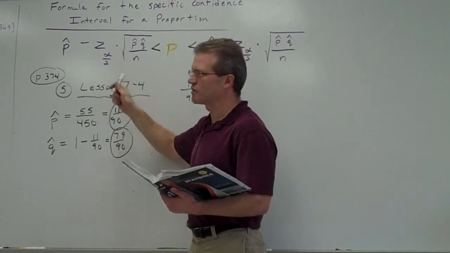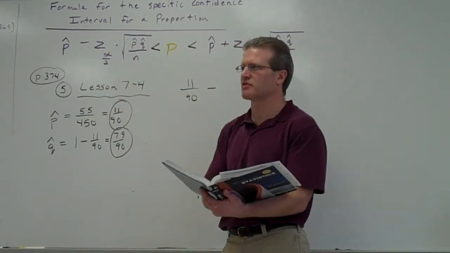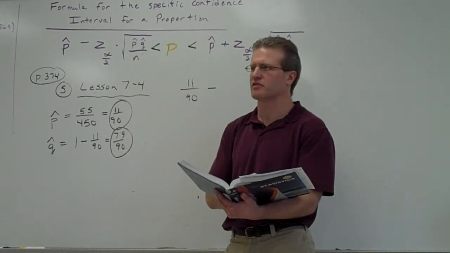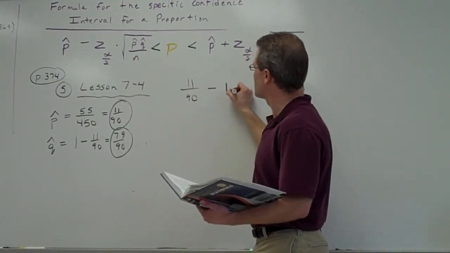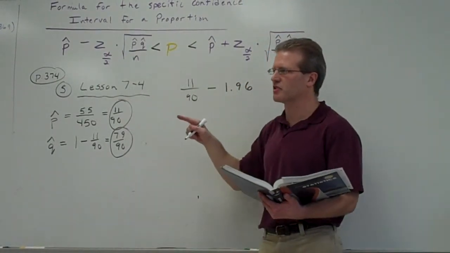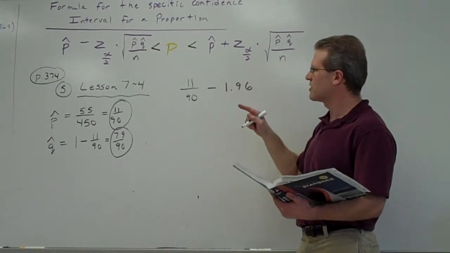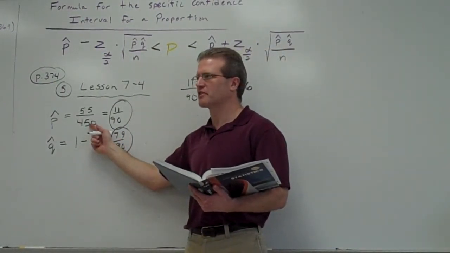minus your z-score. Well, we're talking about 95% confidence. So what's the z-score for 95% confidence? 1.96. Yep. Look that up in your formula sheet. Now we're back to z-scores today. Notice that our sample size is 450. It's way bigger than 30. So we're back to using z-scores again.